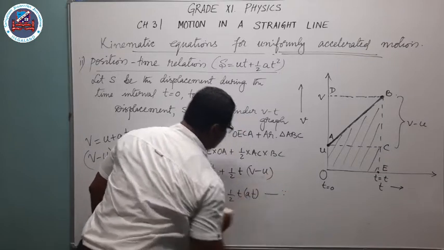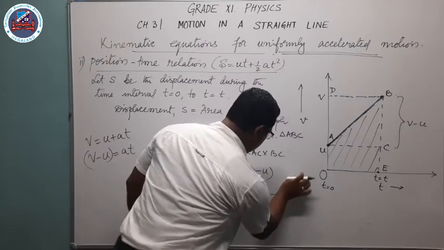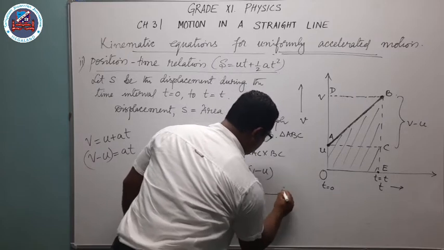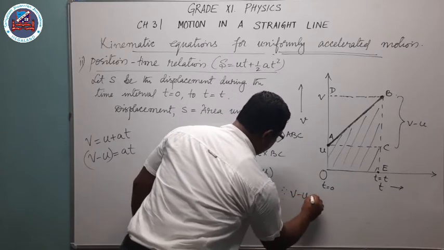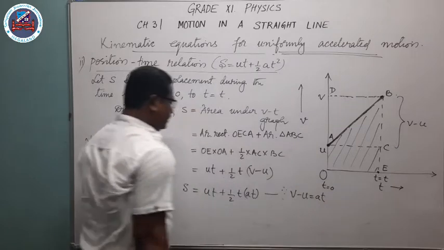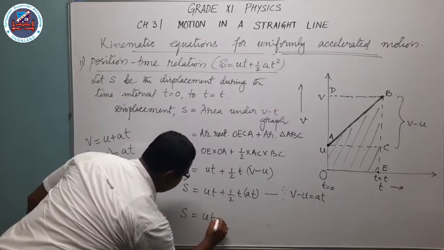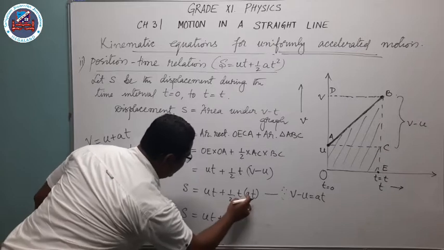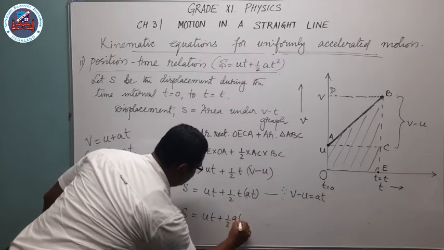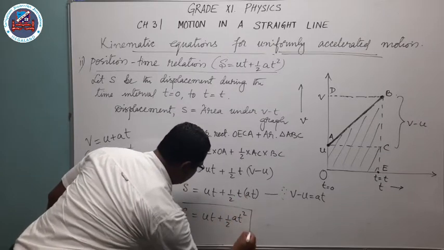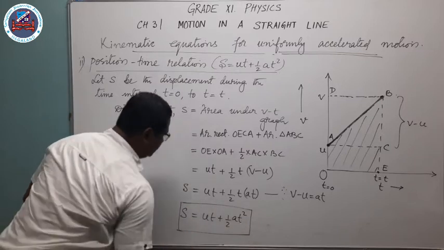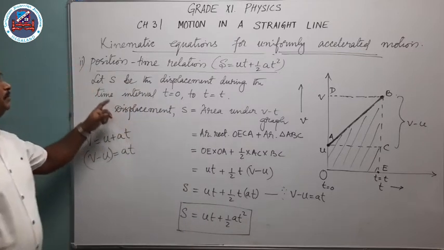Since you can write the reason here, not just putting bracket, since V minus U is equal to AT. Now you get this as UT plus half of A into T is AT square. This gives you the position time relation, or we call it the second equation of motion.